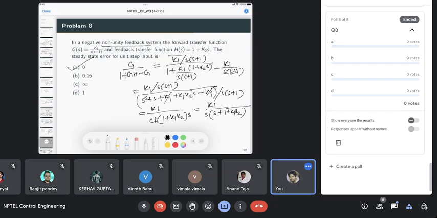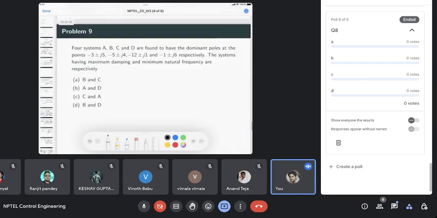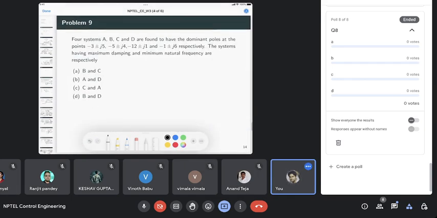Is it clear? I am assuming it is clear. If not, you can ask. Once you know that it is a type 1 system, then the steady state error for unit step response will be 0, right? Okay, then we move to the next question.